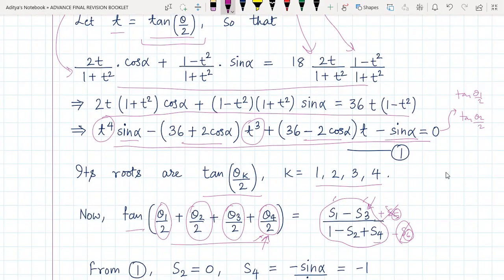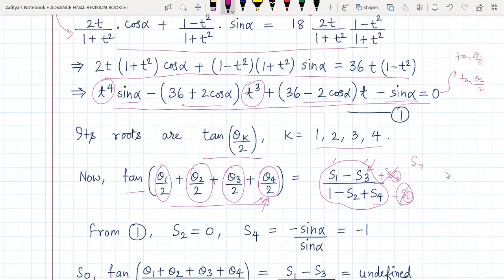Now, what are S1 and S3? If we talk about SR, it is simply the sum of the terms tan theta 1 by 2, tan theta 2 by 2, tan theta 3 by 2, tan theta 4 by 2 taken R at a time. But the thing is, we already have an equation with the roots as those terms. So we are simply going to be able to use the properties of polynomials here. Since we have an equation with those terms as roots, from here we can say that S2 will be 0 because the coefficient of t square is 0, right? That's why it is 0.